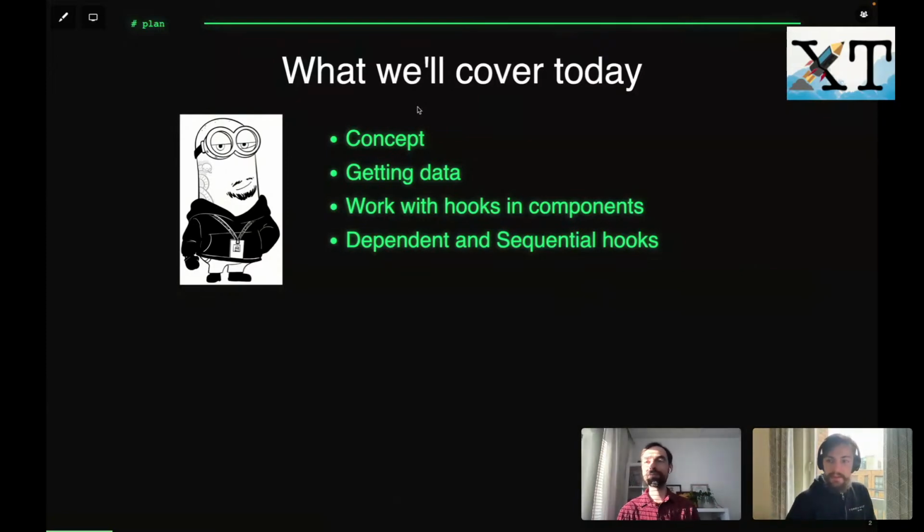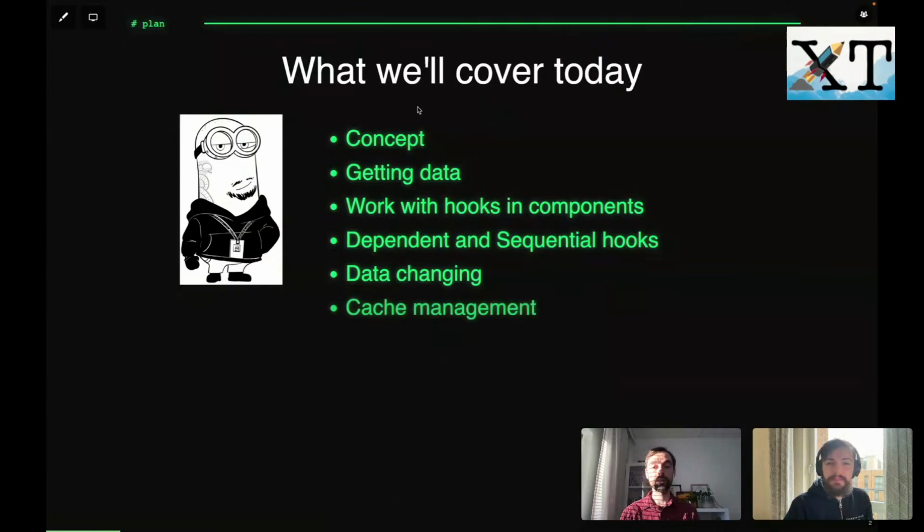So let's start. What we'll cover today, I already said a couple of words about that. We'll start from the concept and discuss the basic use case of why we might need it. It will be mostly about getting data, but also about data mutation and changing data on the client side. Of course, we will talk about how to integrate this hook into components, how to use it, and how to handle it when you need several different pieces of data which depend on each other in the component.